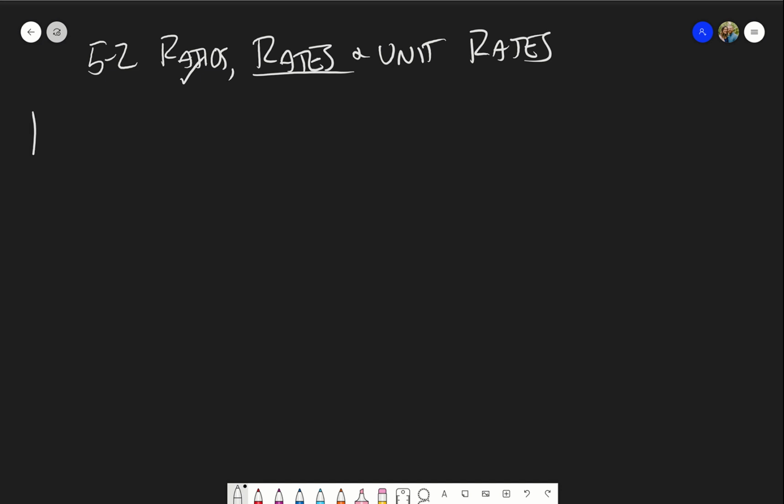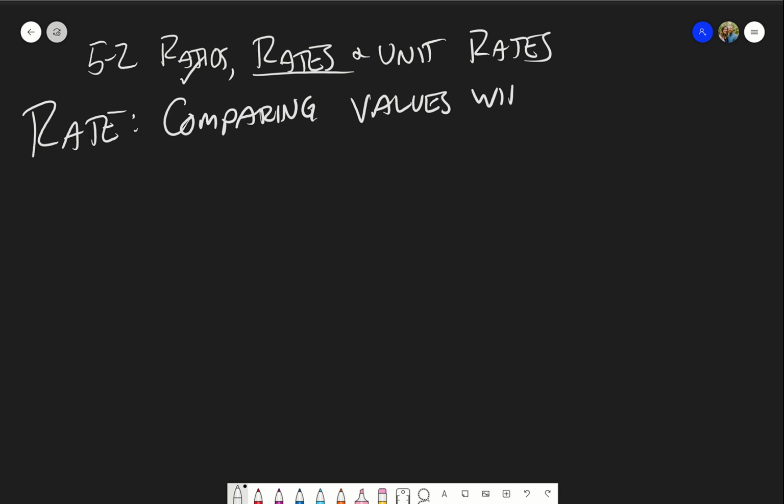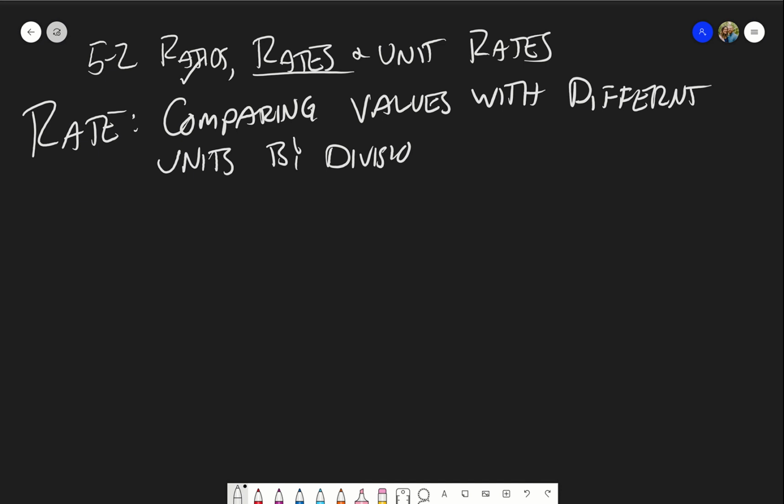So a rate is comparing values with different units by division. So any time you're comparing with different units, then that is a rate, not a ratio.